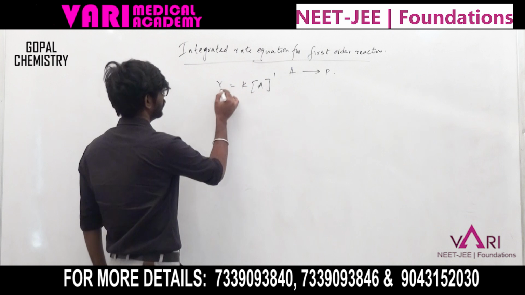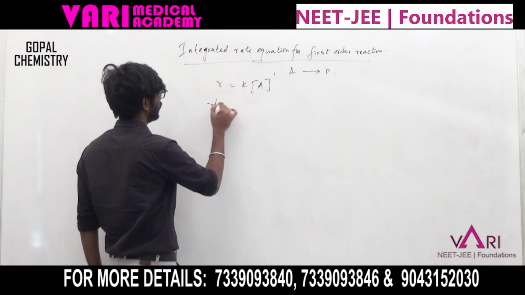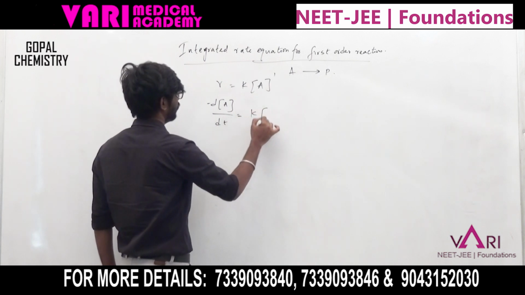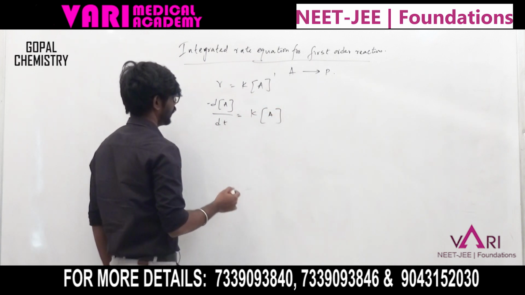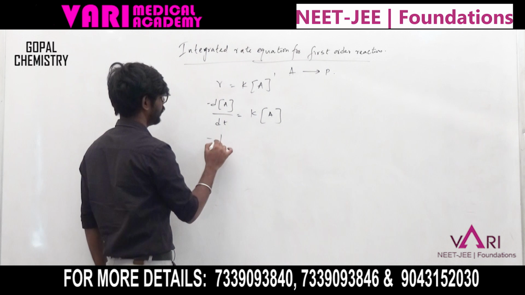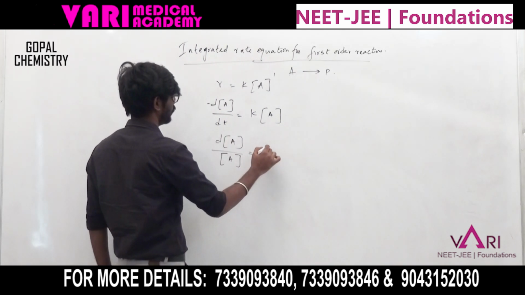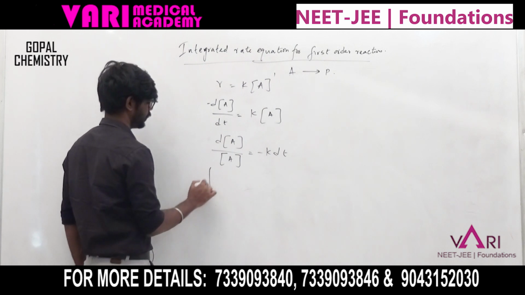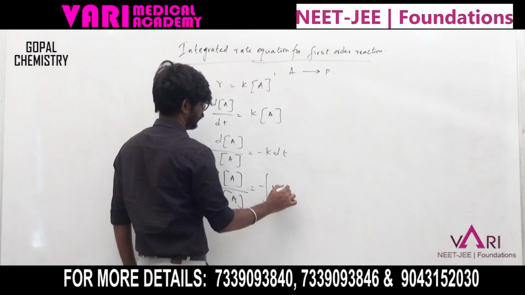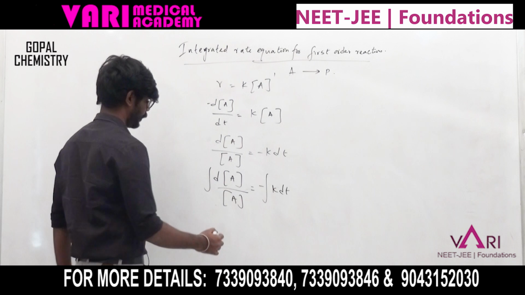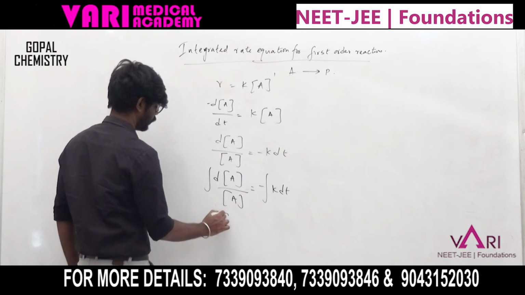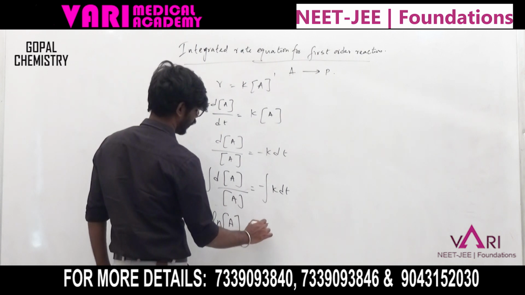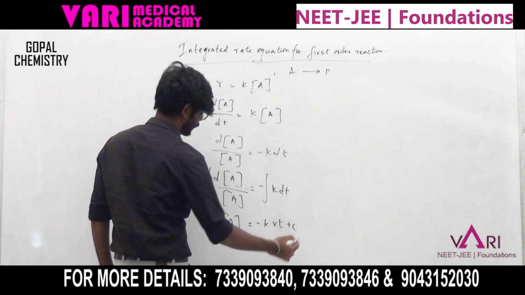So this one we can write as minus d[A]/dt equals k into [A]. We can interchange, and if we erase this minus, we have to put it here. Then integration of k dt. So the result is negative ln of A, the concentration of A, equals k into t plus C.